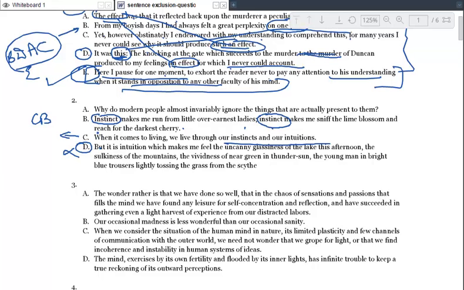But now, because instinct and intuition have been discussed, instinct and intuition are different according to the author, and therefore he has used the word but to introduce the idea of intuition now. So instinct makes me run from the little over earnest ladies. Instinct makes me sniff the lime blossom and reach for the darkest cherry. But it is intuition which makes me feel the uncanny glassiness of the lake this afternoon, the sulkiness of the mountains, and the vividness of the green in the thunder sun, the young man in the bright blue trousers lightly. So you can say that CBD form a pair. A goes out.